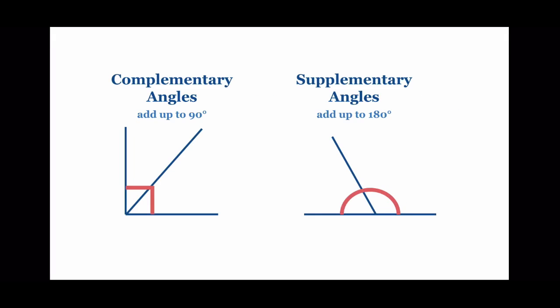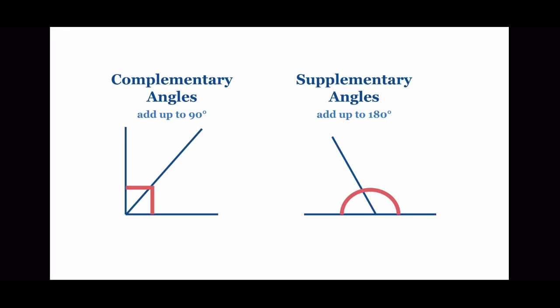Then we have complementary and supplementary angles. Complementary angles are angles that come together to form a right angle. So when you add up their measurements, it'll add up to 90 degrees. So for example, this could be two angles where one's 50 degrees and one's 40 degrees. They come together to form a right angle, and they'll equal 90 degrees.